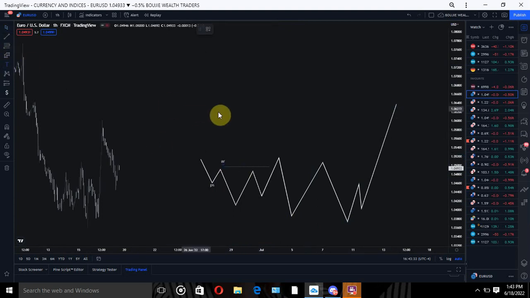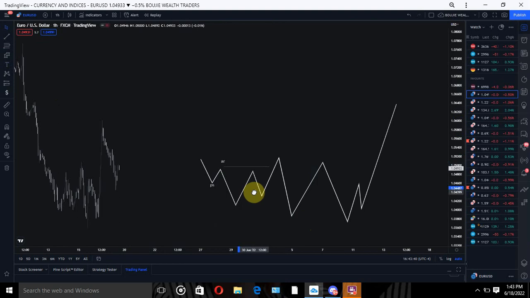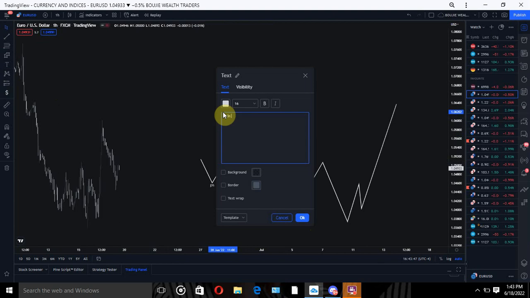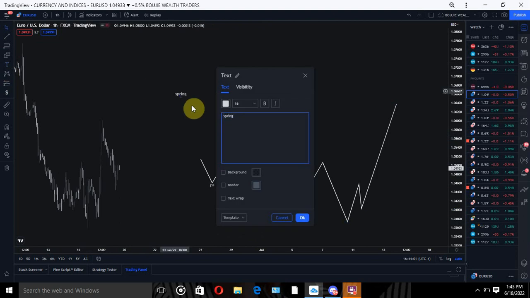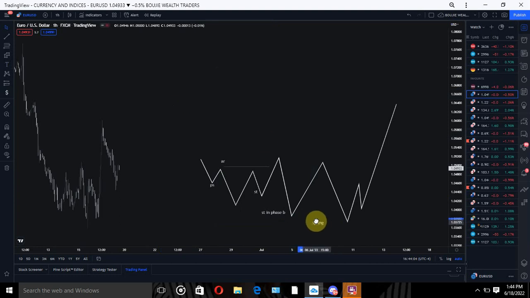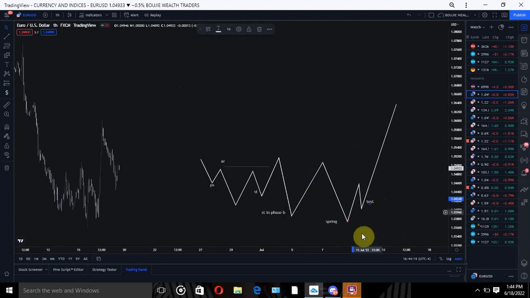After our automatic rally we have our secondary test. Then we have the ST in phase B. Then we have our spring. After our spring we then have our test in this level. The market tests our spring before the market rallies here.